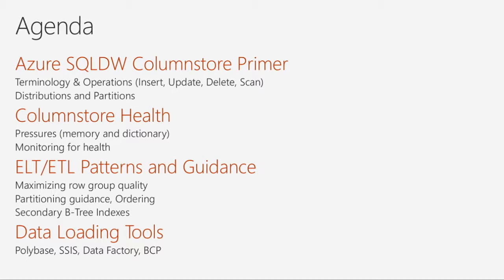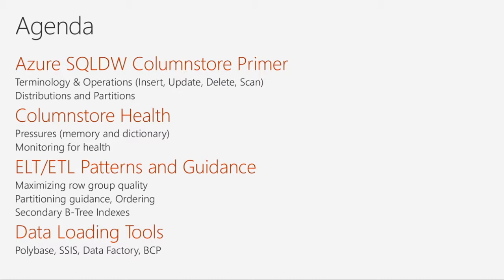Next, I'm going to hand to Joe for describing what a healthy column store looks like, how you can monitor for health, as well as what are some of the pressures that you can run into that make a column store unhealthy. Then I will take over again and go through some patterns and guidance that you can implement in your ELT and ETL jobs to set up your column store for success. Because ultimately, the mileage you get from your SQL Data Warehouse depends on how you have set up your column store. So your experience is, to a large extent, determined by what we're going to tell you today.